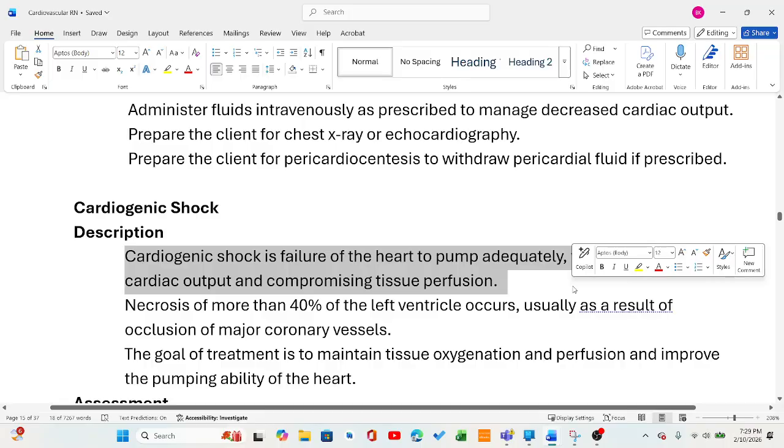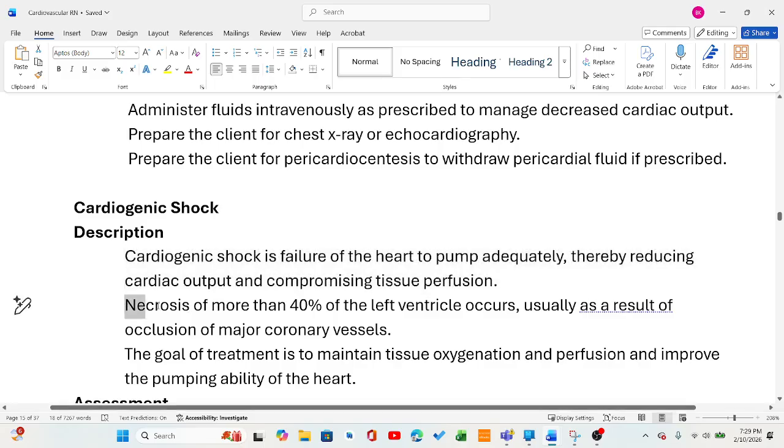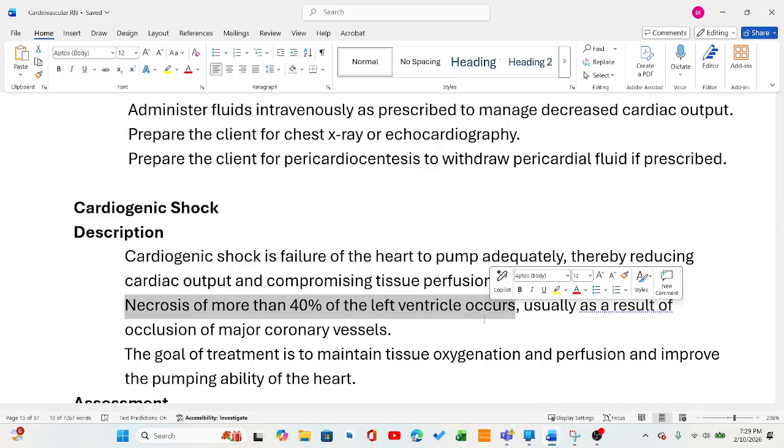So the heart is no more pumping. It just stops pumping. That's cardiogenic shock. When that happens, there is going to be cell damage. So the necrosis, which we talked about, is cell damage because not every part of the body is getting the blood. Necrosis is more than 50% of the left ventricle. So when you keep getting myocardial infarction, and 40% or more of the left ventricle cells are dead, then you can get cardiogenic shock. There'll be a time the heart will stop pumping.